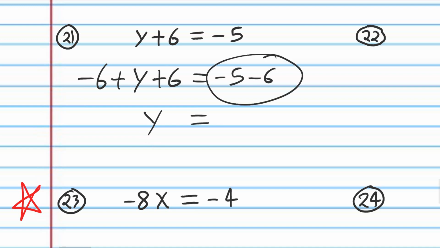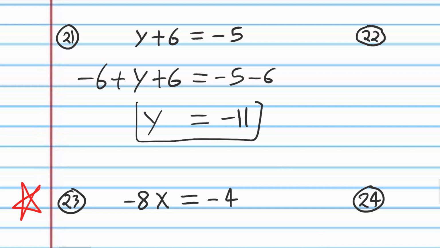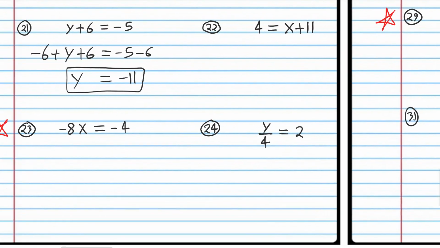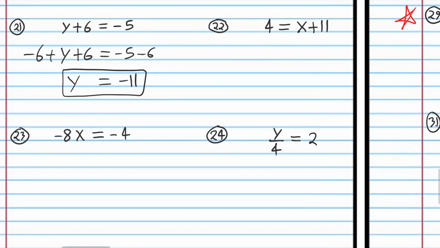Now, negative 5 minus 6, what would that be? Well, if you said negative 11, you were correct. So if you got negative 11 for 21, good job. All right, try number 22, and when you come back, we'll do it together.